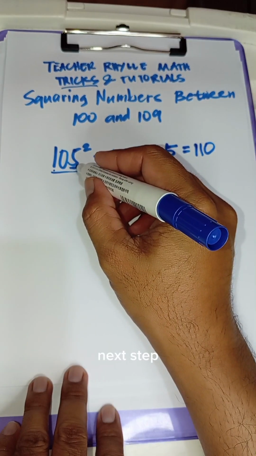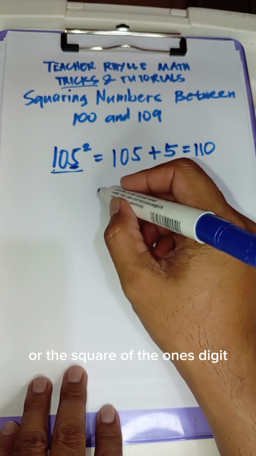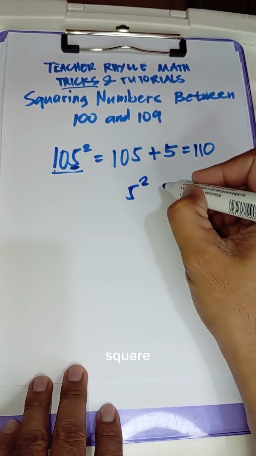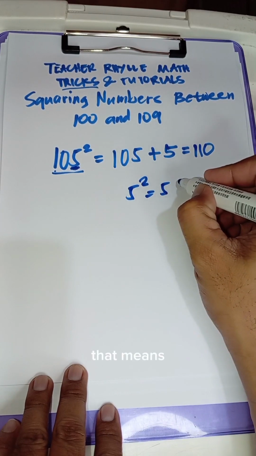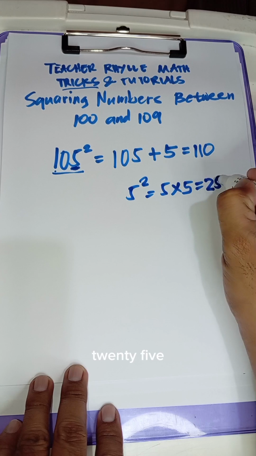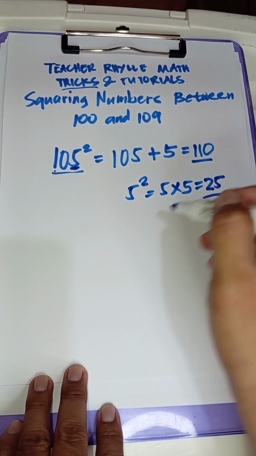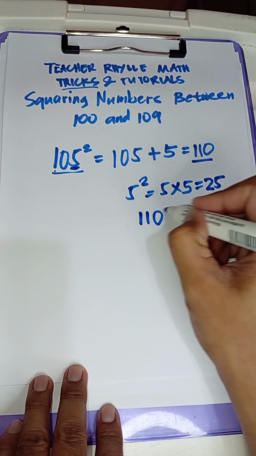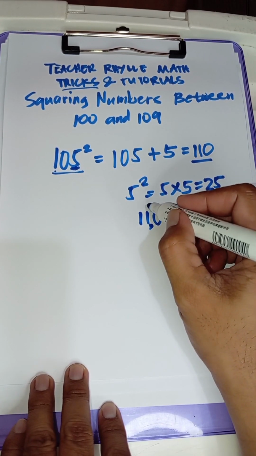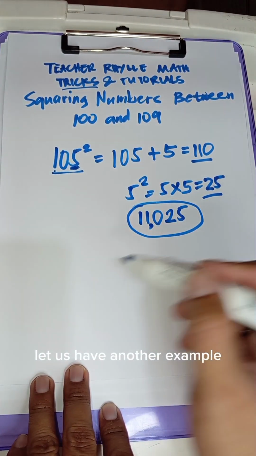Now next step is get the square of the ones digit. So the ones digit here is 5 squared, that means 5 times 5, and that's 25. And then rewrite this. So the answer is 11,025.